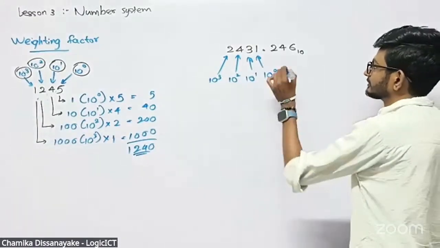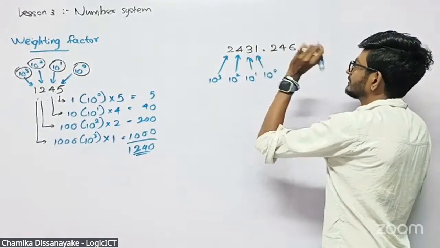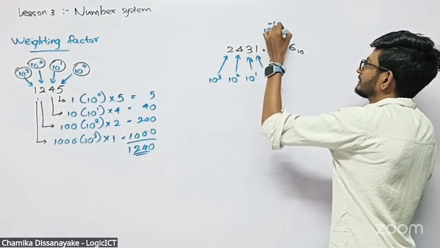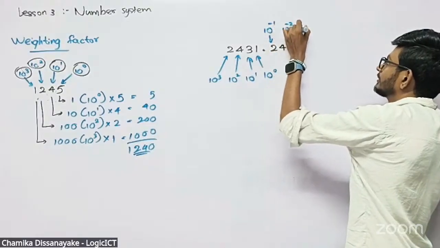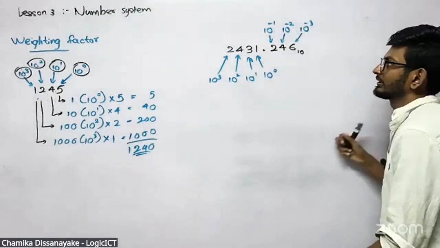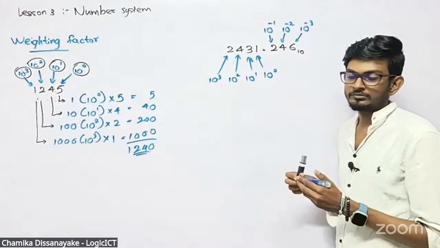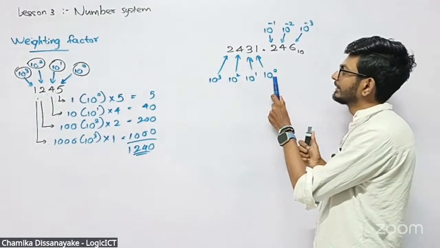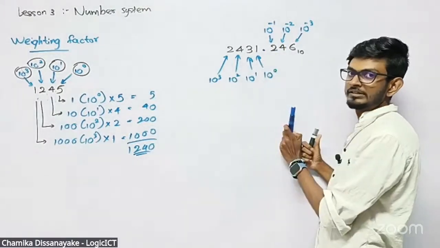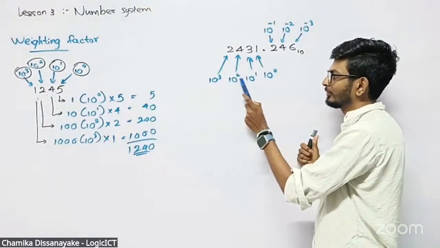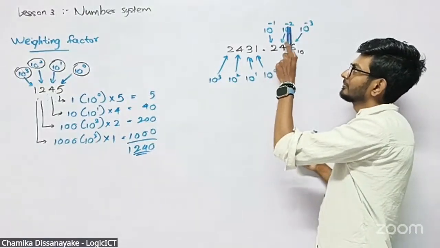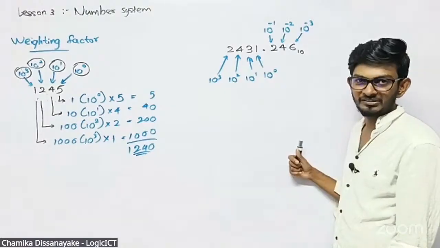Yes. Good, Yomi. This will be 10 to the power minus 1. This will be 10 to the power minus 2, 10 to the power minus 3. Likewise, this is 0, no? Then this can't be 0, because here it is 0, 1, 2, 3. So when we decrease 0, then minus 1, minus 2, minus 3. Very easy, guys.